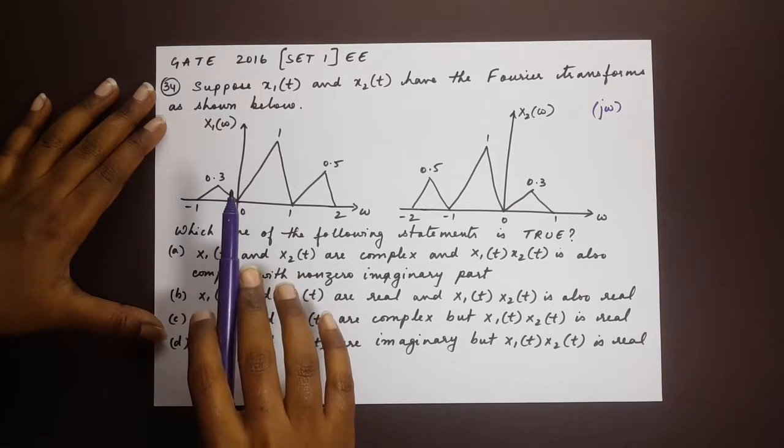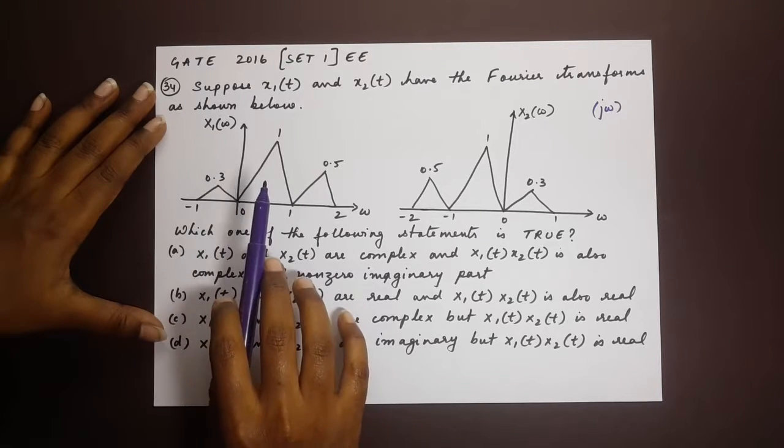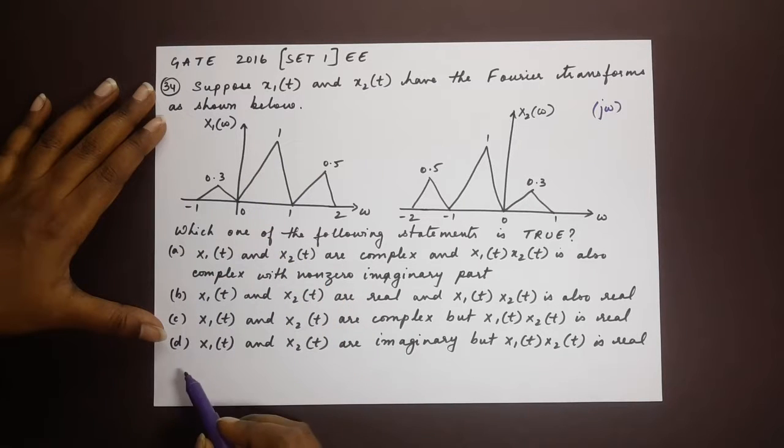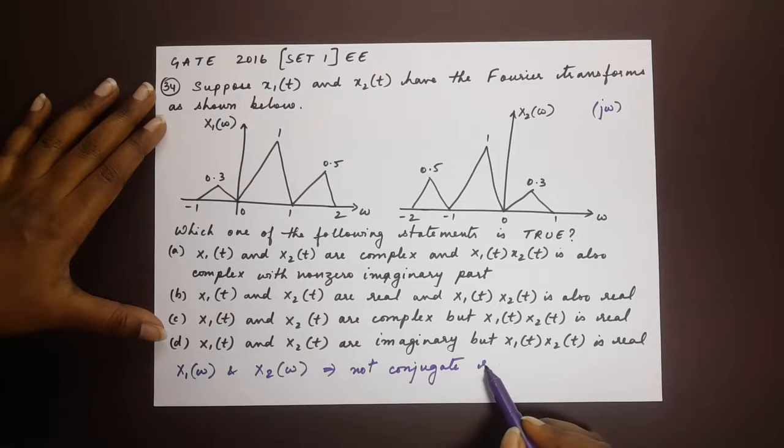Now because it is not symmetric, it is a complex signal. x1 is a complex signal. I'll write it down over here. x1 of omega and x2 of omega are not conjugate symmetric.